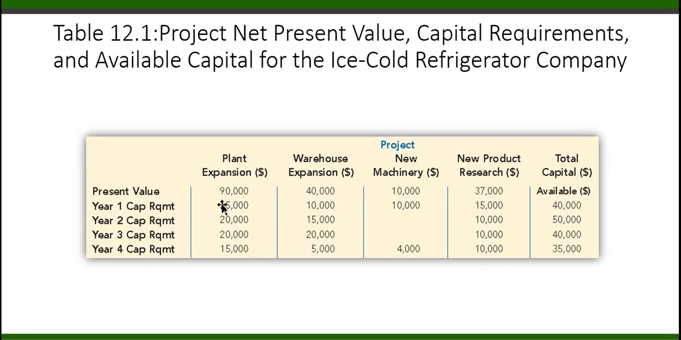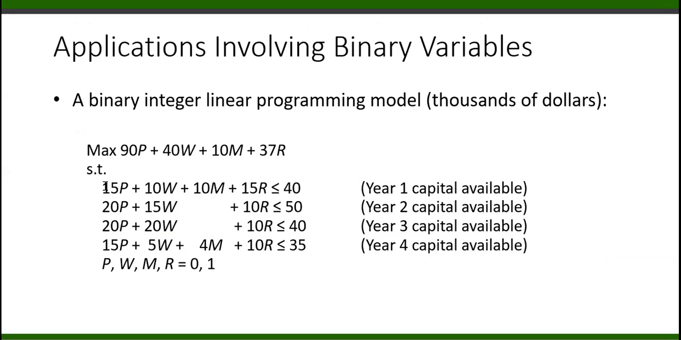But if P is equal to 1, 15,000 times 1, 15,000, I need this money if I invest in this one. 15,000 times P plus 10,000 times W plus 10,000 times M plus 15,000 times R should be less than or equal to 40,000. This is the total amount that I require if I plan to go with this investment plan. I can't violate this. I can't exceed this value, right? This is the total amount that I have available. I have to respect this. So if I write it down, this is going to be my constraint for year 1. And if I continue, I will have 4 constraints.